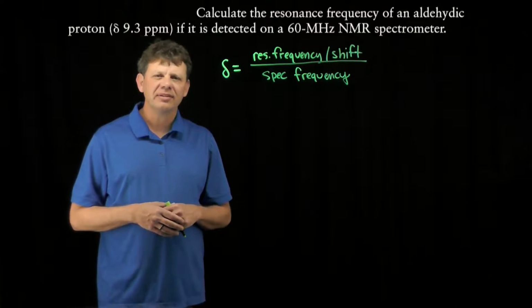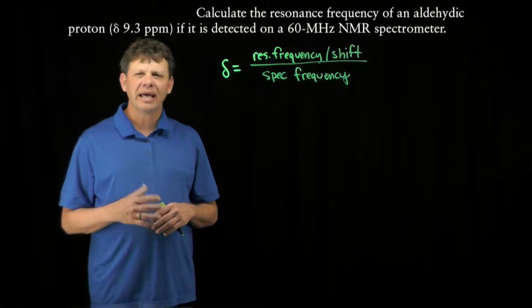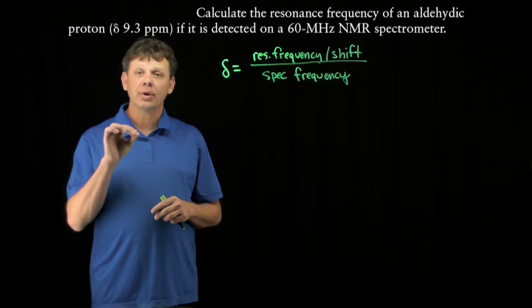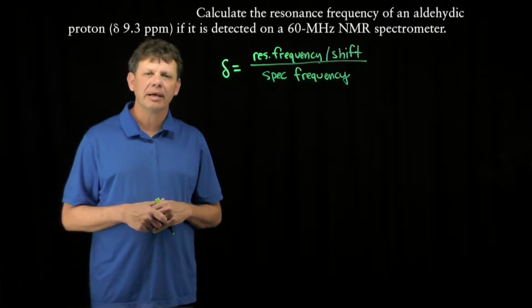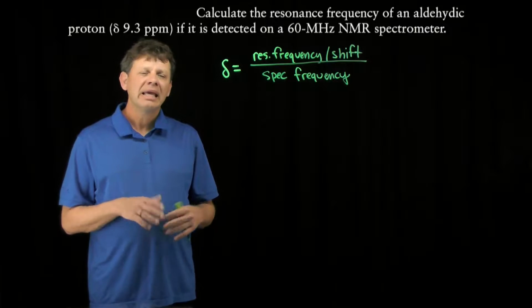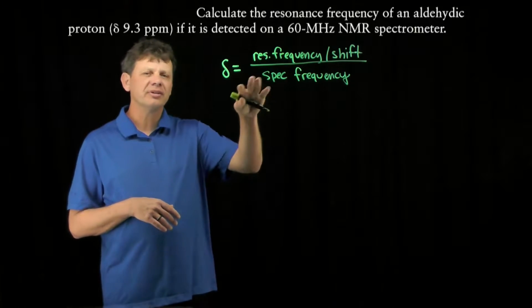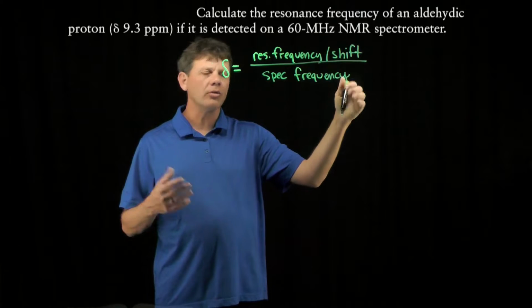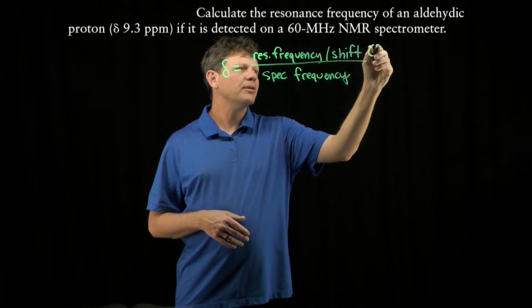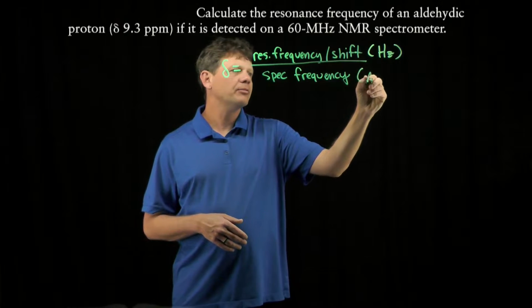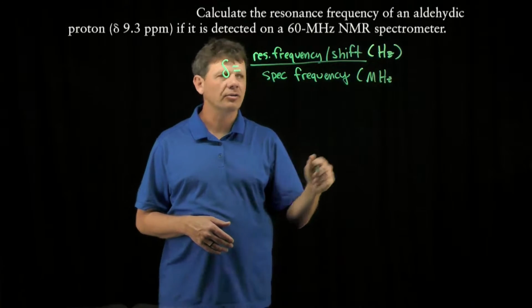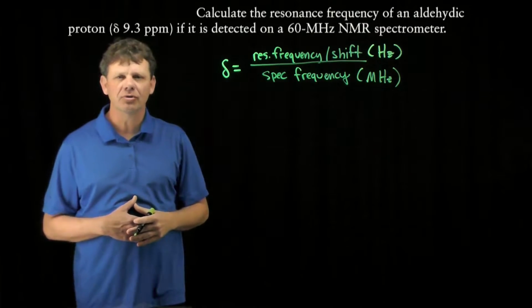This assessment asks us to calculate the resonance frequency of an aldehyde proton showing up at 9.3 parts per million if it's detected on a 60 megahertz NMR spectrometer. Here's the equation that we're using for this, and I'll note that the resonance frequency, or the shift, is measured in hertz, but the spectrometer frequency is measured in megahertz in terms of calculating this chemical shift.